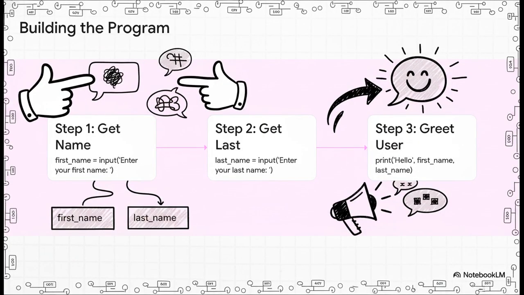Okay, let's build it out. Step 1, we use input to ask for a first name, and we store the answer in that first_name variable. Step 2, we do the exact same thing, but for the last name. And finally, step 3, we use our print function to say hello, followed by whatever is inside those two variables the user just gave us.